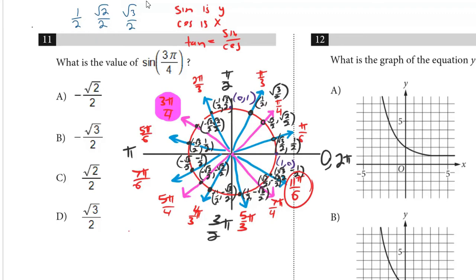If we need the sine of 3 pi over 4, we're talking about the y value of that point, which, if you can understand my handwriting there, is root 2 over 2. And we're done. The answer for 11 is C. Hopefully at some point in the near future we could do a more in-depth explanation of the unit circle, because that's a difficult thing to explain when you're in a rush. Now let's go to number 12.